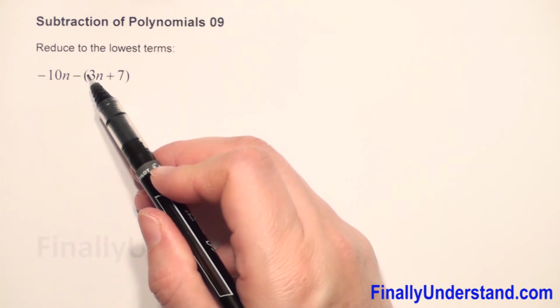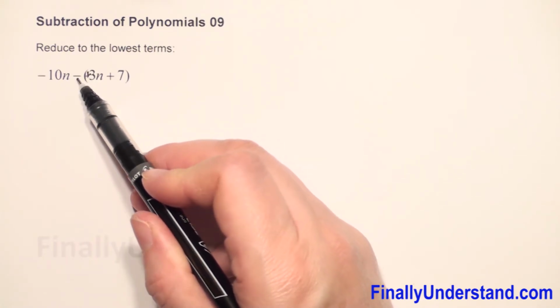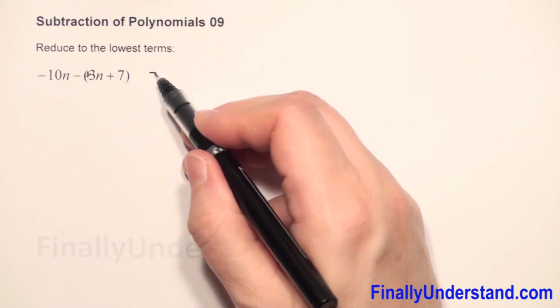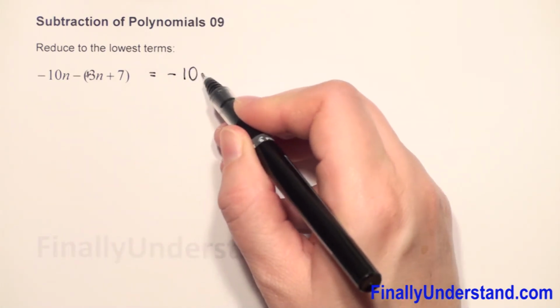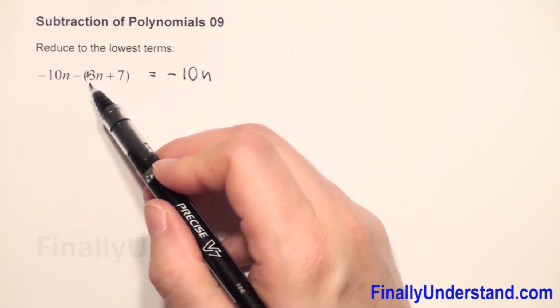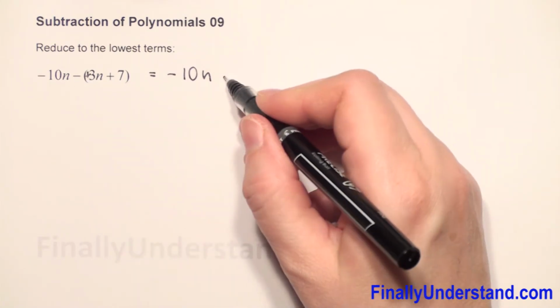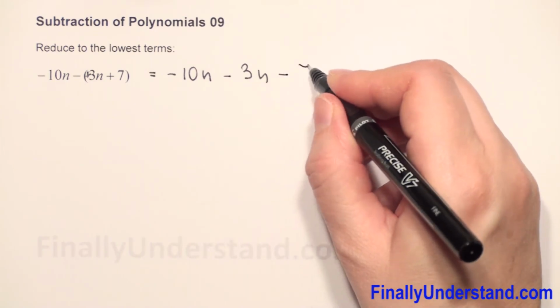When we don't have a sign, it means here we have positive. So when we have positive and we have a negative sign before parentheses, we have to change the sign to opposite. So it will be negative 3n and negative 7. So we have to copy the beginning, negative 10n, and now, like I said, we have to change every sign in parentheses to opposite. Positive, so now it will be negative 3n, and positive 7, so it will be now negative 7.